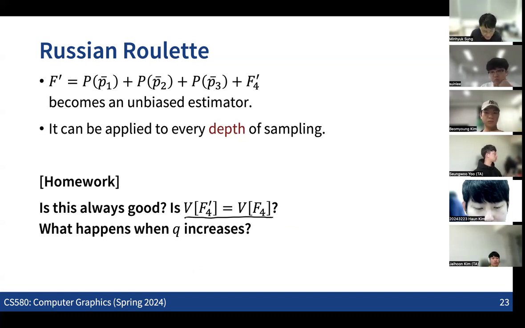So there will be fewer chances that we converge to the right answer as we cut out some of the computation. We can also think about calculating this variance and seeing how much it will be increased depending on the threshold of the Q value. So this might be some of the things that we can think about in this Russian roulette system.